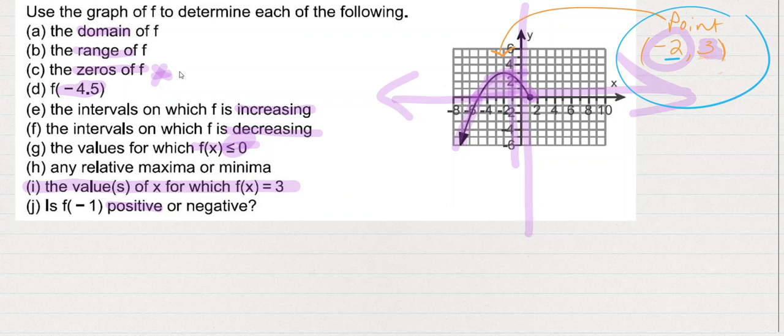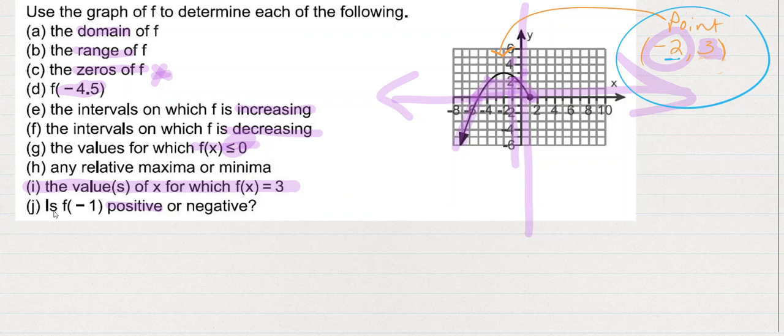Relative maxima or minima is a point where directly to the left or right, when we evaluate it, it's a high point. So that happens up here at the high point. So there's a maxima of 3. The values of x for which y equals 3. Y equals 3 when x is negative 2.